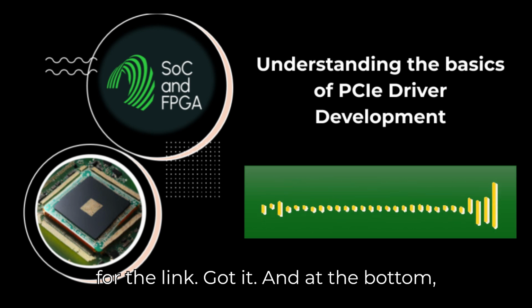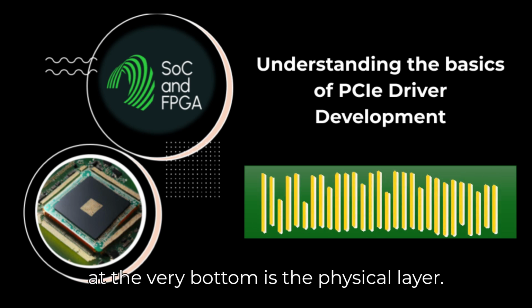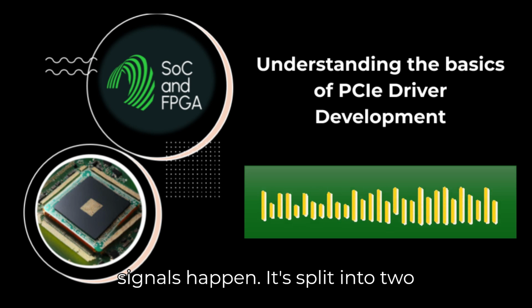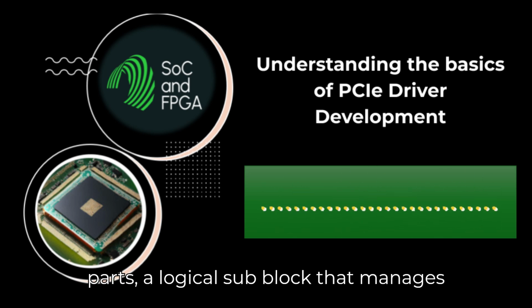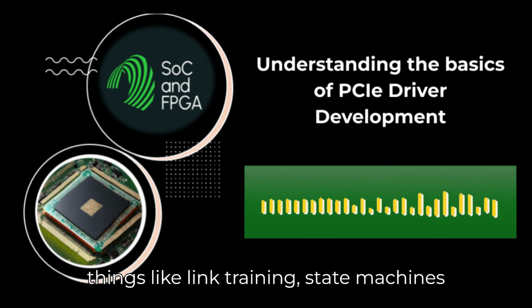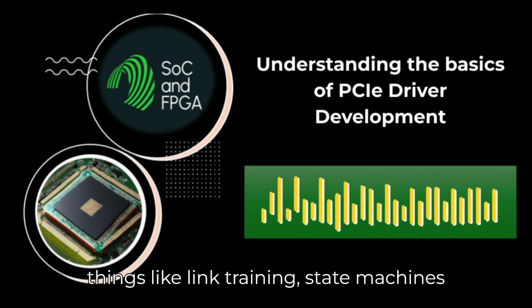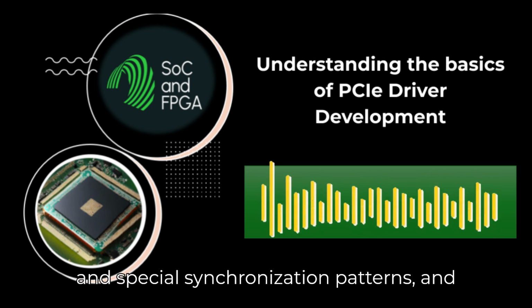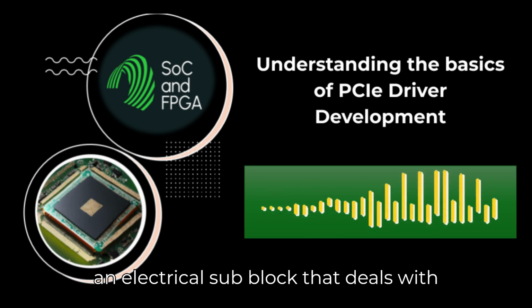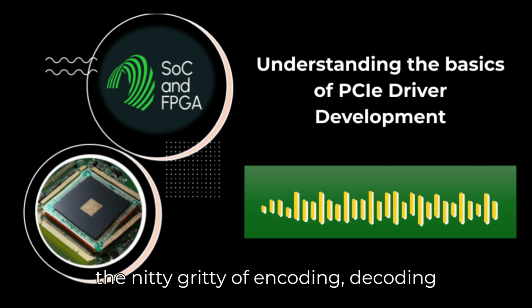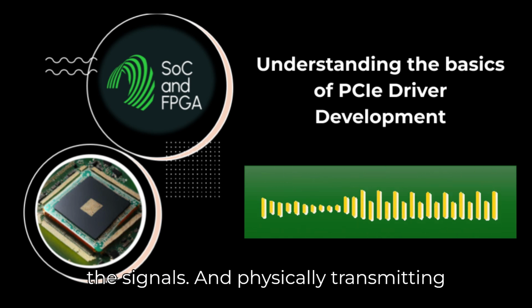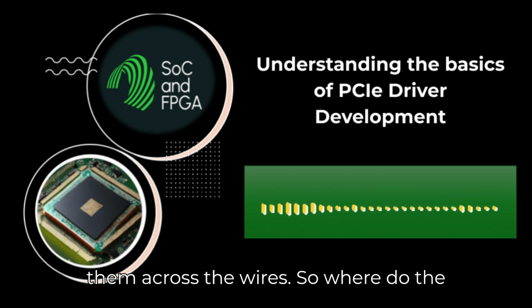Got it. And at the bottom? At the very bottom is the physical layer. This is where the actual electrical signals happen. It's split into two parts: a logical subblock that manages things like link training, state machines, and special synchronization patterns, and an electrical subblock that deals with the nitty-gritty of decoding the signals and physically transmitting them across the wires.